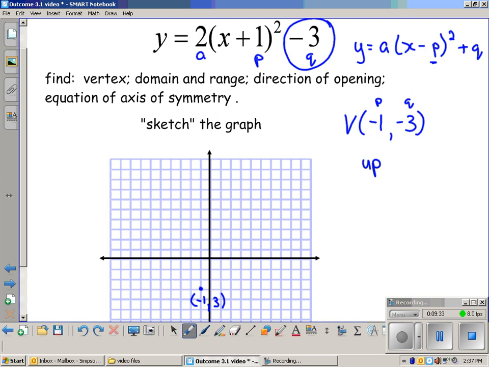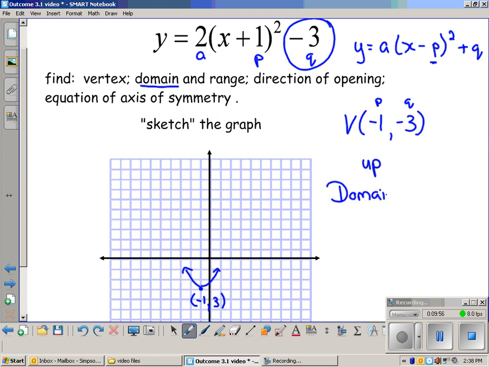Our parabola opens up, meaning that it is going to go in this direction. Because we are just looking for a sketch, we don't need to be super accurate with how wide or how narrow those arms of the parabola are at this point. This question asks us to find some additional information. It asks us to find our domain.